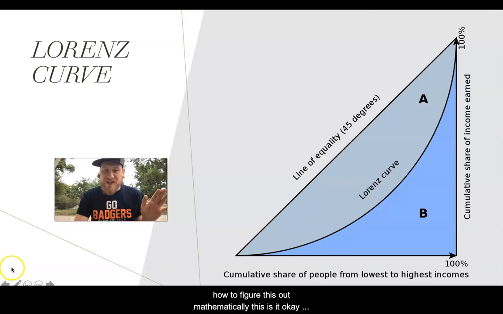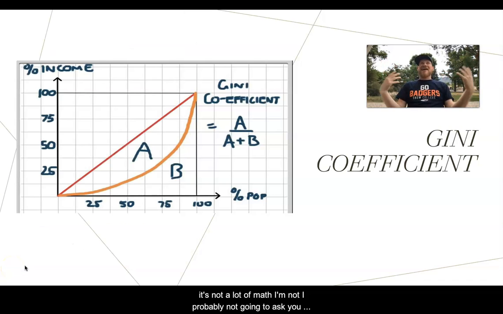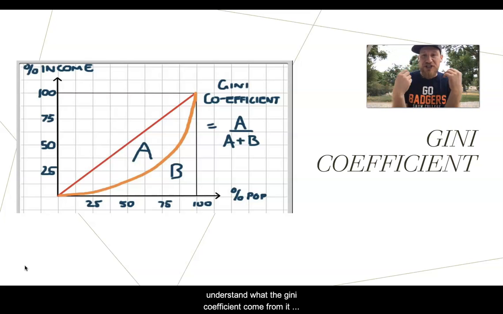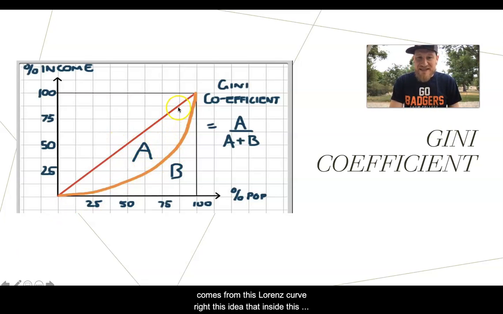But let me show you how to figure this out mathematically. This is it. It's not a lot of math. I'm probably not going to ask you to use this kind of math on the final, but I do want you to understand what the Gini coefficient comes from. And it comes from this Lorenz curve. The area between this line and this curve right here, we'll call A. And then outside of this curve, we'll call B.